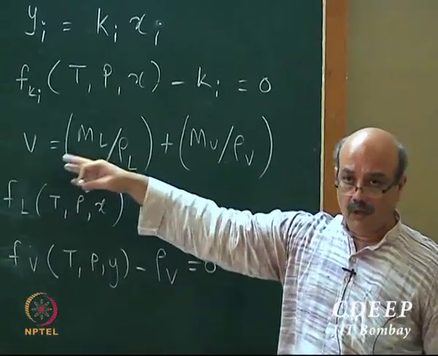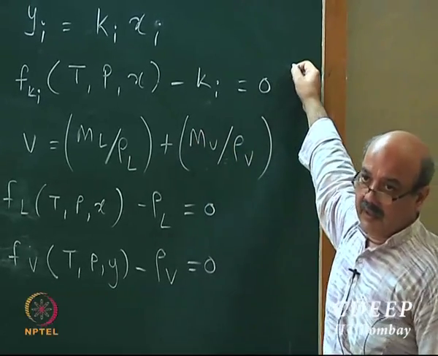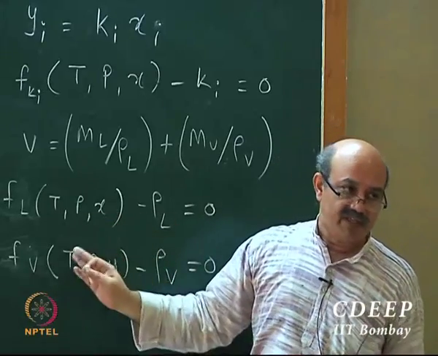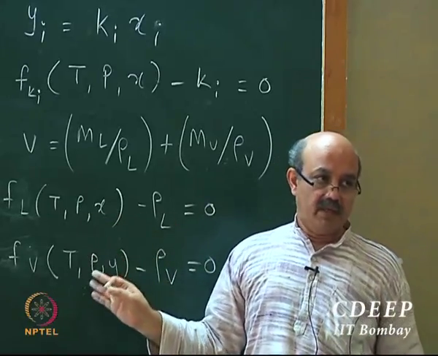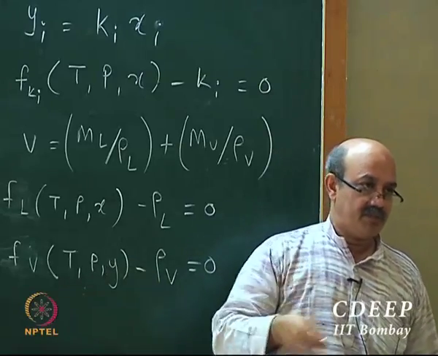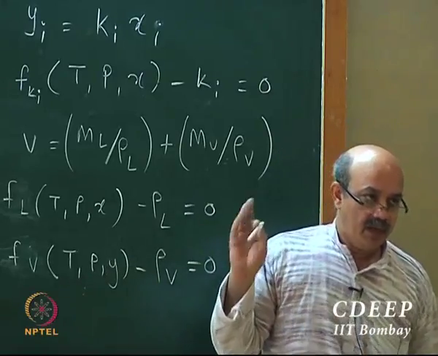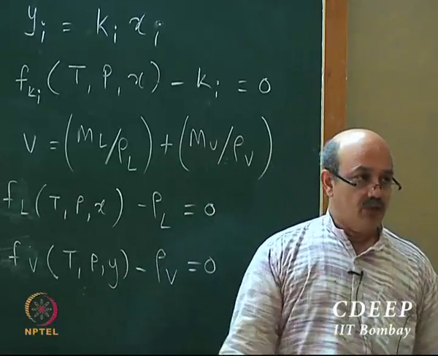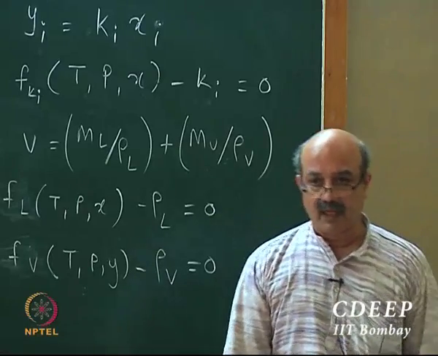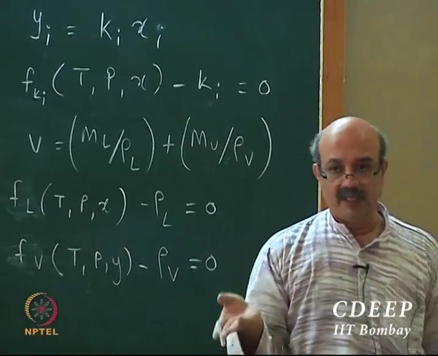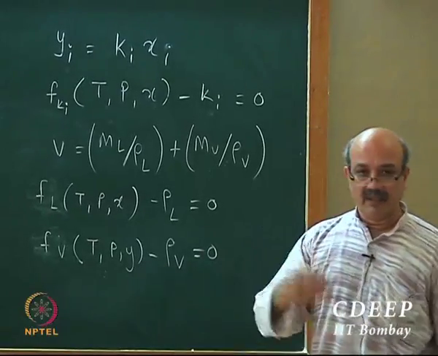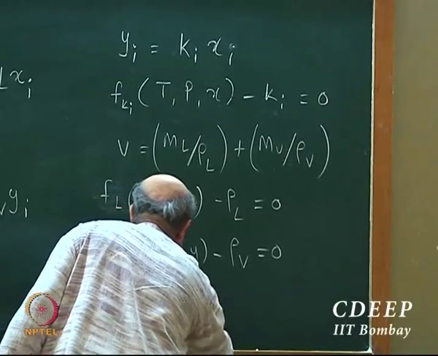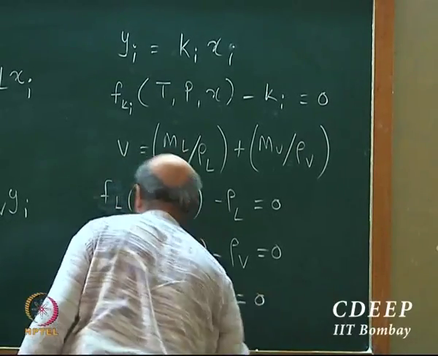Then you have the total volume in the flash. You will have models for the density in the liquid phase and the density in the vapor phase. Density in the liquid phase will be a function of composition, pressure, temperature, and so is the case for the vapor phase density. And then you will have two basic composition equations, sigma xi equal to 1, sigma yi equal to 1, or you can combine them and say that sigma xi minus sigma yi is equal to 0.